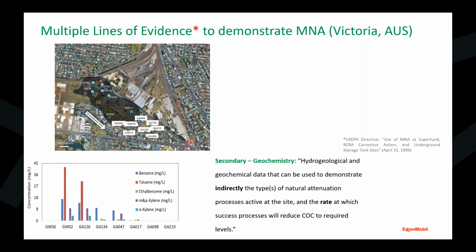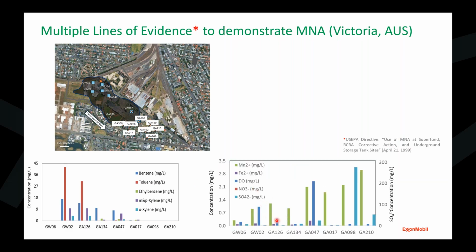The secondary line of evidence is more hydrogeological or geochemistry based, and is an indirect proof of natural attenuation, and also the rates can be used to show the reduction of contaminant. And so similarly to the previous chart, for the same site, you can see some of the most common anaerobic electron acceptors being fully depleted or almost fully depleted in the area where the dissolved BTEX has also lower concentration, and then having higher concentration further down the gradient.